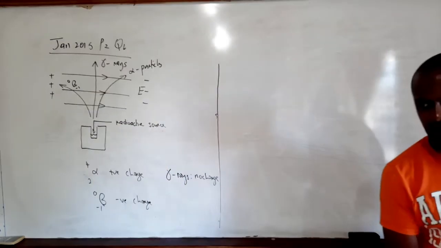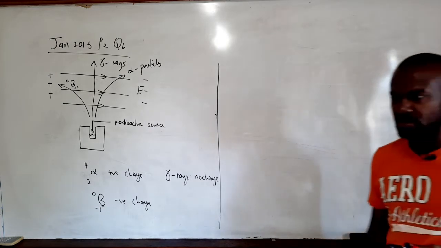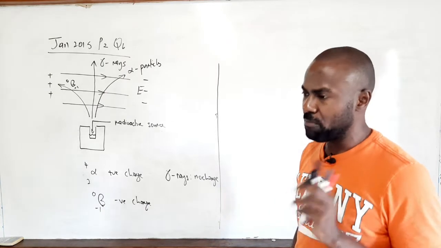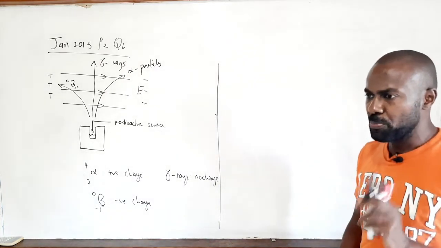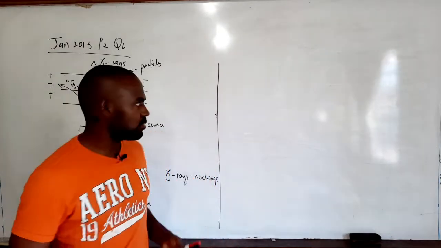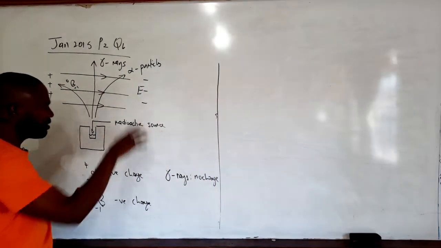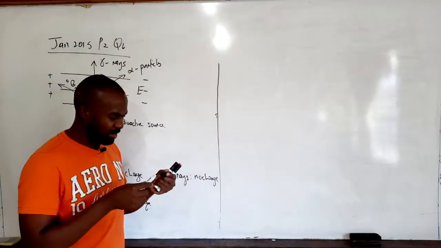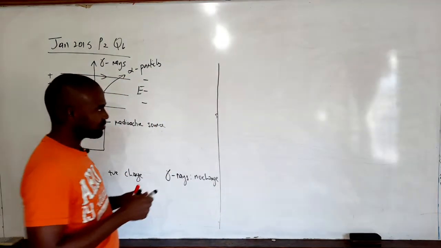Now, the second part of the question, that's part 2 of A, says if the electric field is replaced by a uniform magnetic field into the page, predict the path of the emission. So in the second part of the question, we're no longer concerned with the electric field, but with a magnetic field that is going into the page. Now let's represent our magnetic field going into the page.